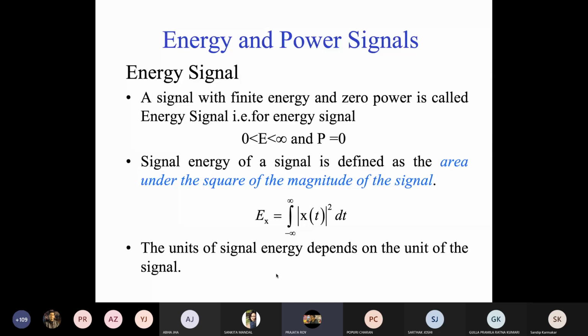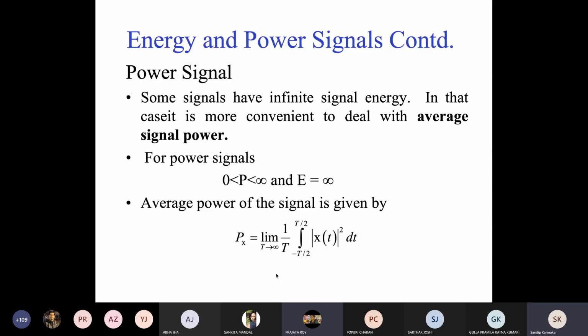Sir, I don't understand the signal energy part. What is the signal energy? Like the total energy of the signal? That is voltage v squared, or i squared t. Now i is x(t). That means the integration of x(t) squared dt. Okay, sir.